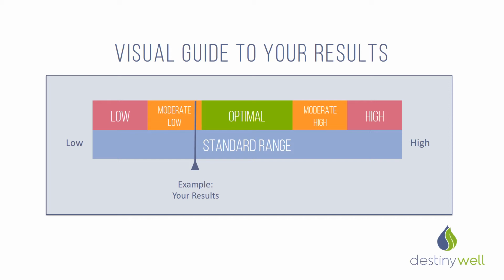These may or may not line up exactly with a laboratory high or low, because sometimes we think that the range can be higher or lower, or that it needs to be different. And in between the optimal green bar and the low and high red bars, we have orange zones for moderately high and moderately low. They're not quite optimal, but they're not in the high or low zone.